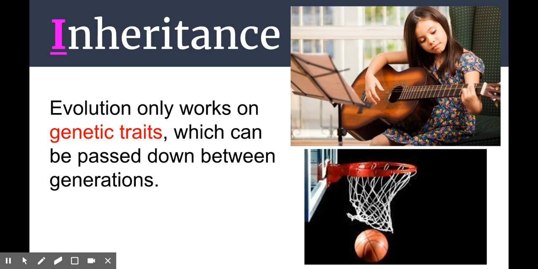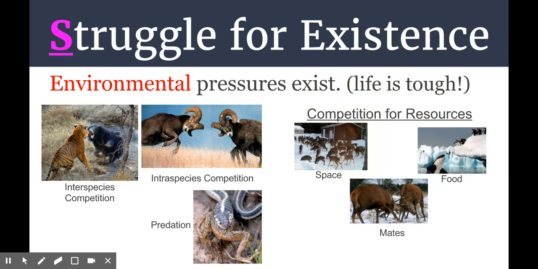So you have interspecies competition. So there you've got a bear and a tiger, so two different species competing. You have intraspecies competition. So there are two male rams competing. And then you also have predation, so where one organism is trying to eat another.